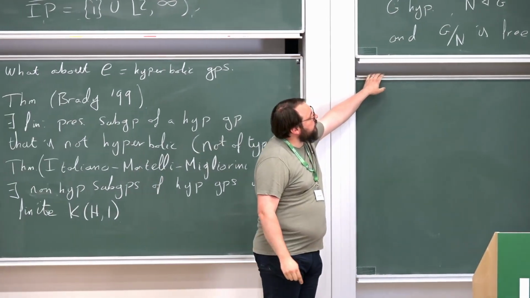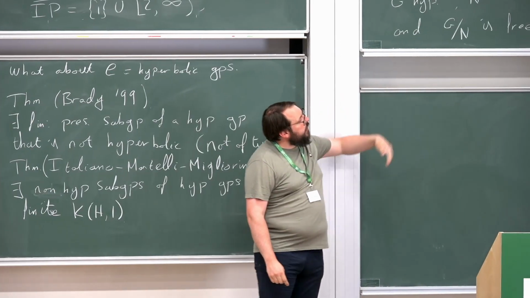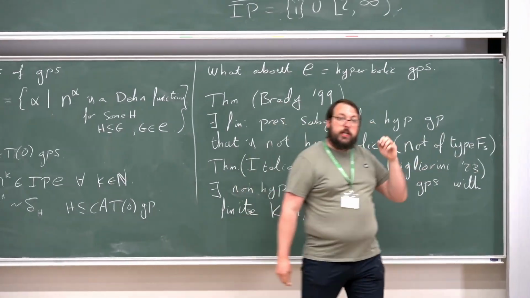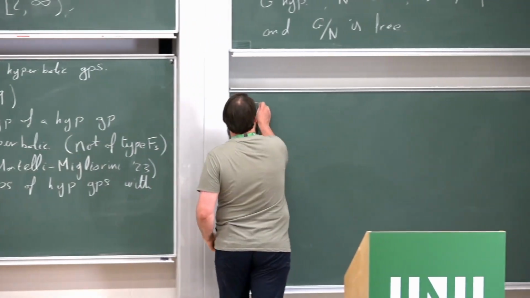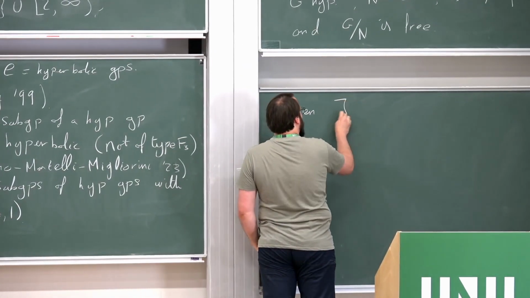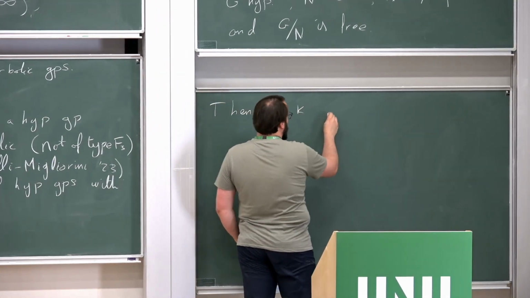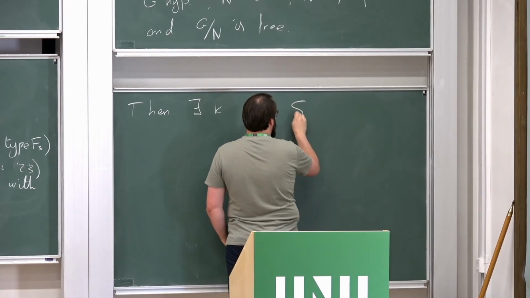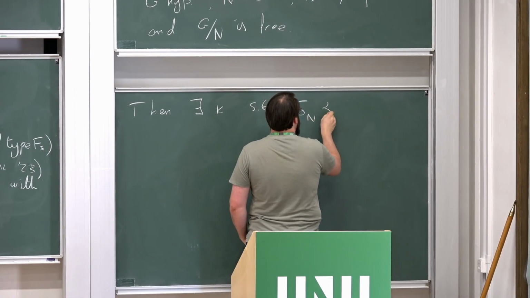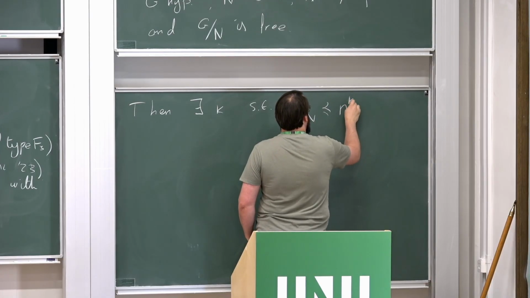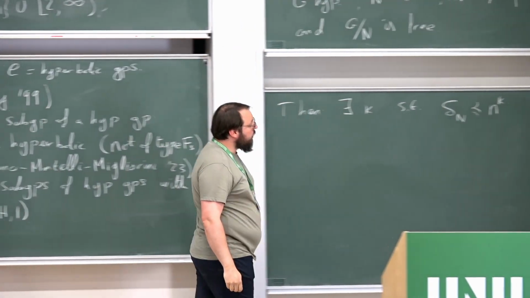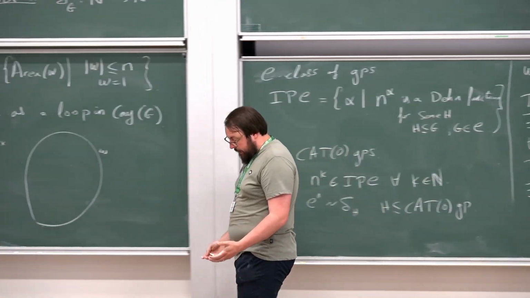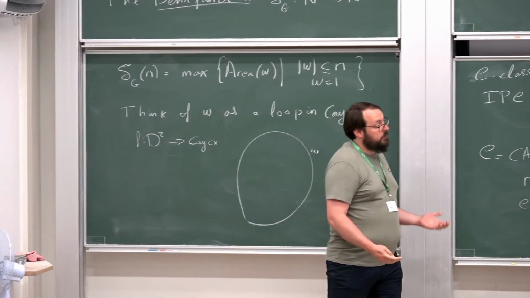Okay, so suppose you're in this fairly particular situation where your group is co-free, it's a normal subgroup and the quotient is free, then they can actually prove that there exists a K such that the Dehn function of N is bounded by n^K. So if you're the kernel of a map to a free group, you're polynomially bounded.